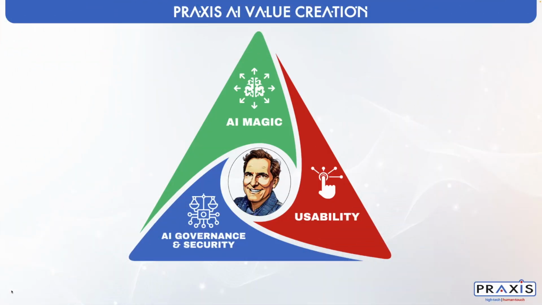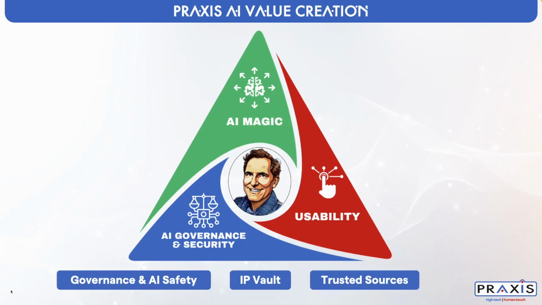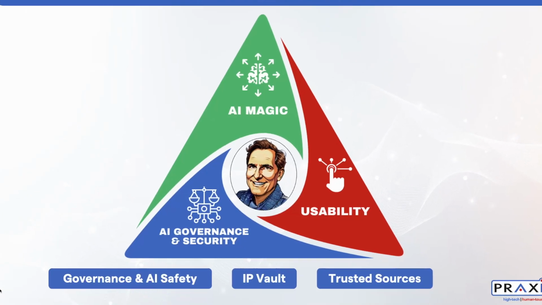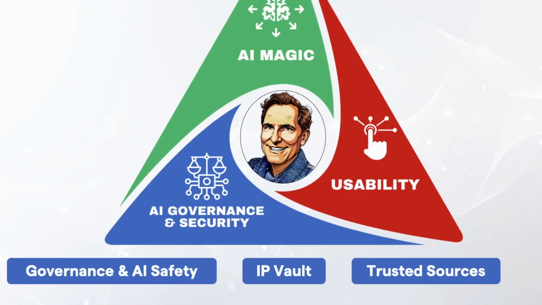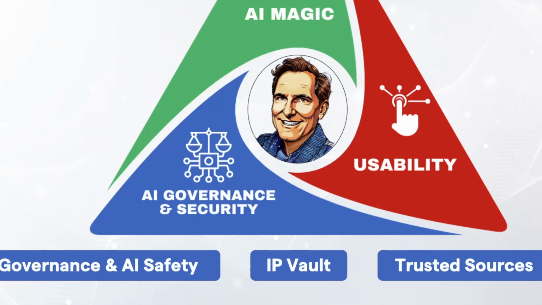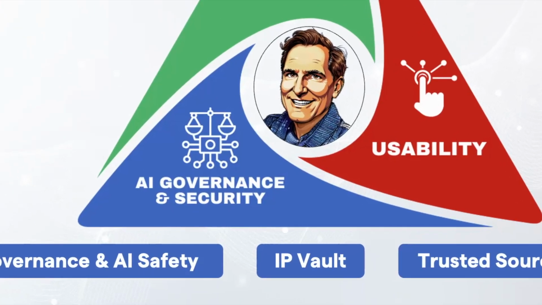To set the stage for today's walkthrough, I thought I would share the Praxis AI hierarchy of needs. This is kind of like Maslow's, but more AI. So at the bottom and the foundational layer is AI governance and security. This is where we're going to explore the IP vault, trusted sources, guardrails, all those things that our middleware does to protect the students, your IP, your expertise, etc.